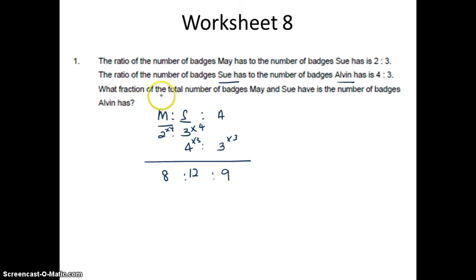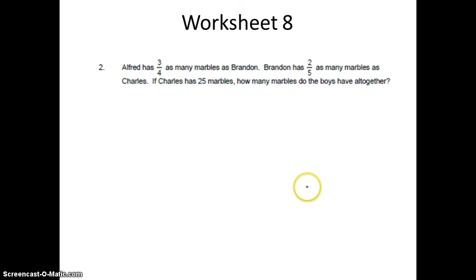Find the fraction of the total number of badges May and Sue have. So May and Sue would have 8 plus 12 is 20. Is the number of badges Alvin? Alvin will have 9. So answer is 9 out of 20.